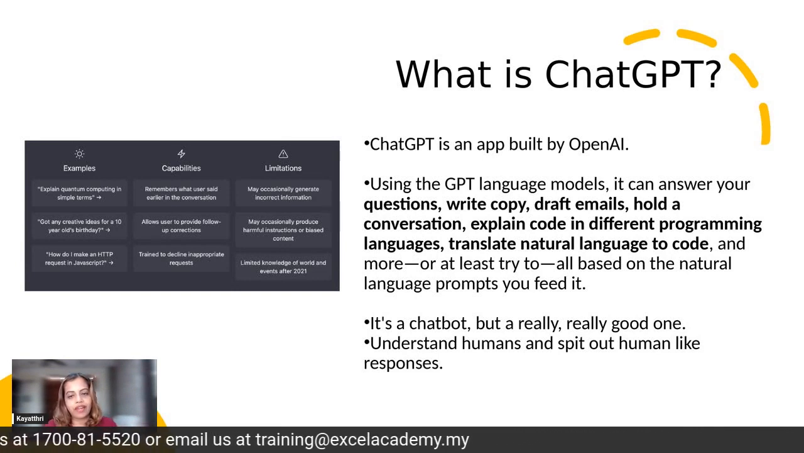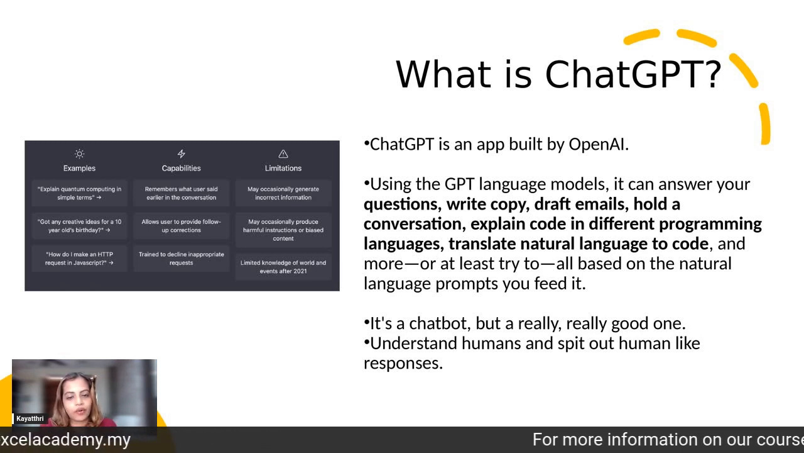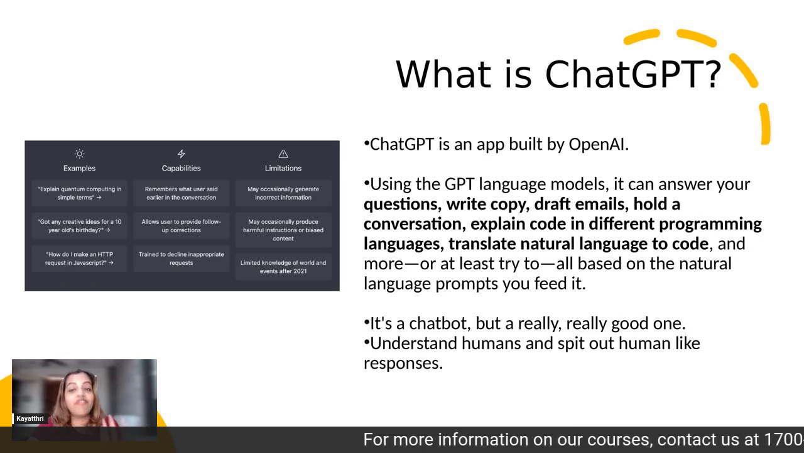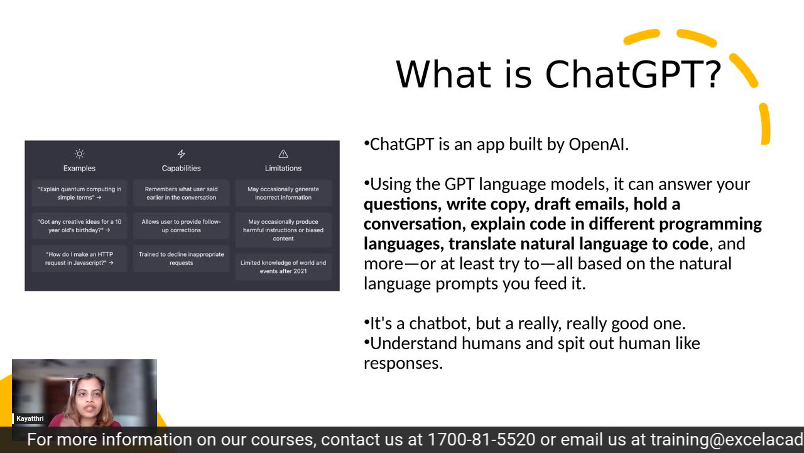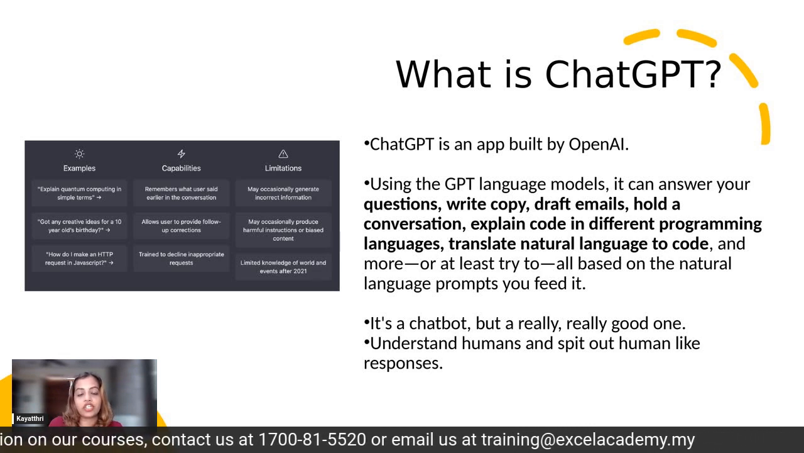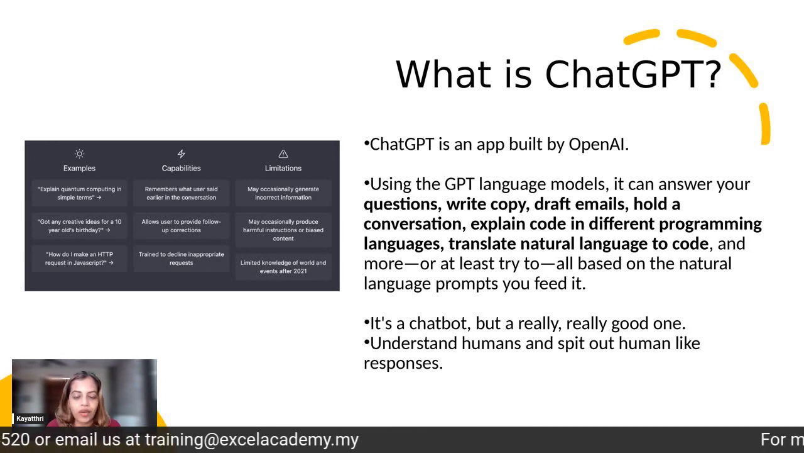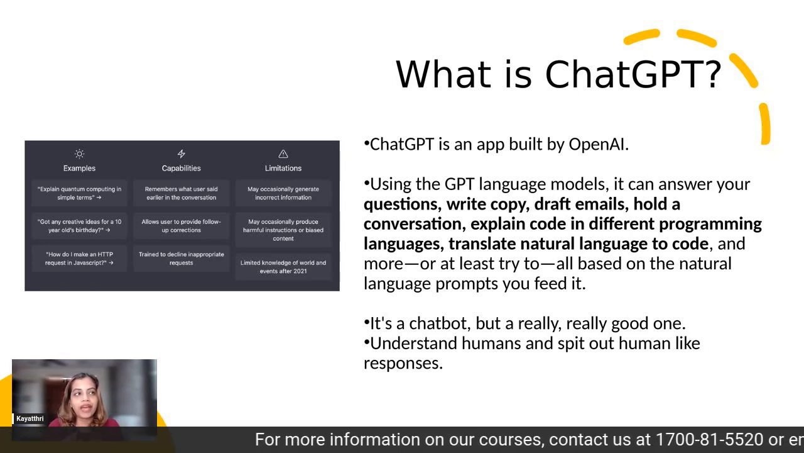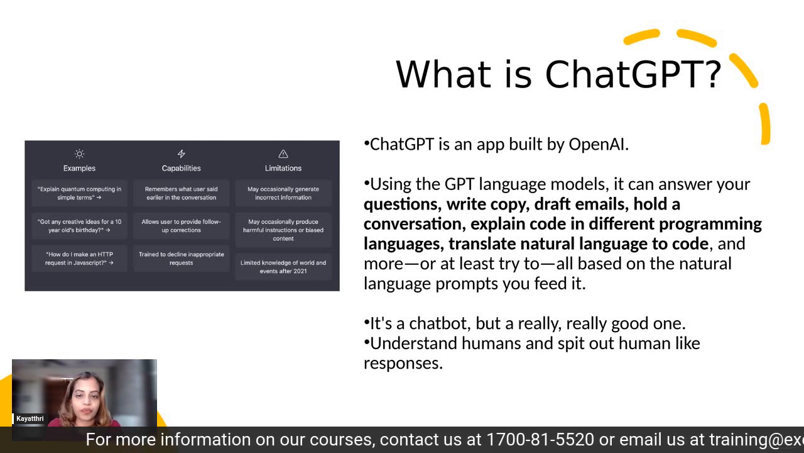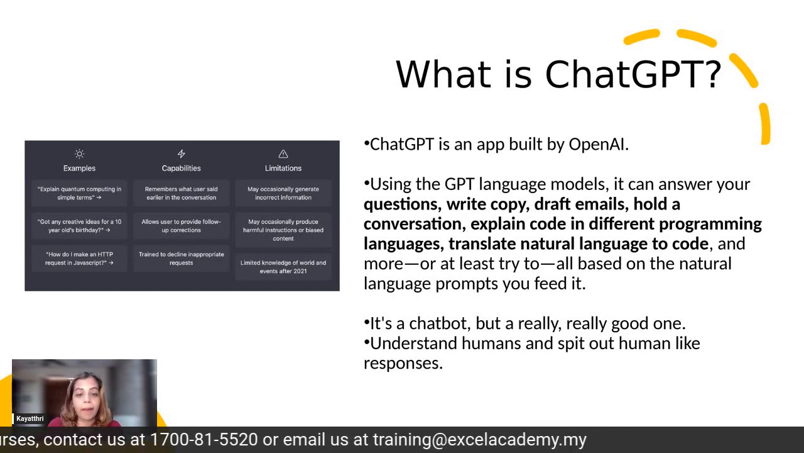Now we have something very user friendly. It's an advanced chatbot that uses a lot of AI. AI is artificial intelligence. What an AI chatbot like ChatGPT does is converse in a more natural way with the user. It uses information that's available on the net, then processes it to make the conversation more meaningful. So in a nutshell, ChatGPT is an app built by OpenAI.